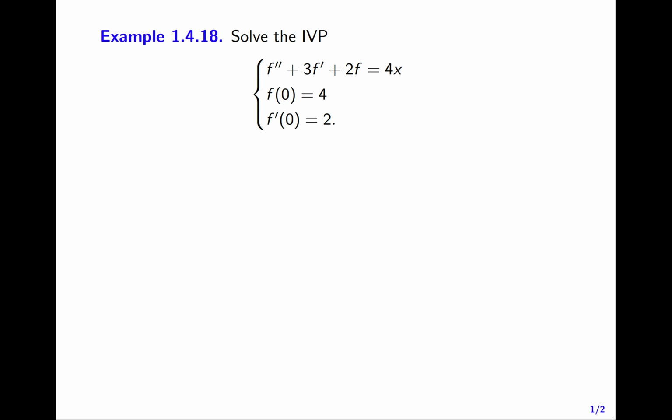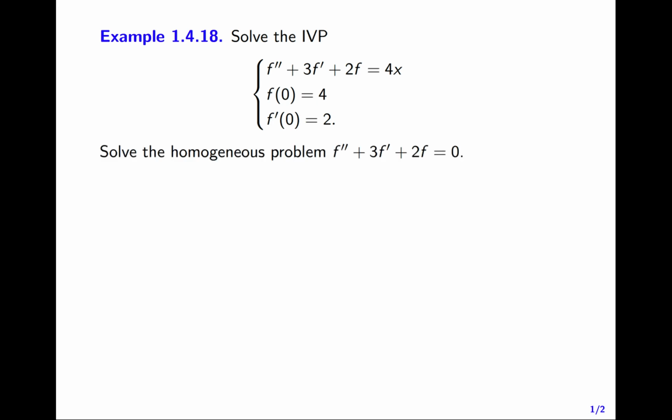Hello, and welcome to example 1.4.18. We are going to solve the second-order constant coefficient non-homogeneous initial value problem, f double prime plus 3f prime plus 2f equals 4x, with initial conditions f of 0 equals 4 and f prime of 0 equals 2. And we are going to solve it with the method of variation of parameters, although you will see next week, as perhaps you know already, that undetermined coefficients can also work here.